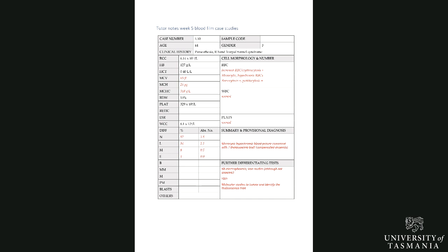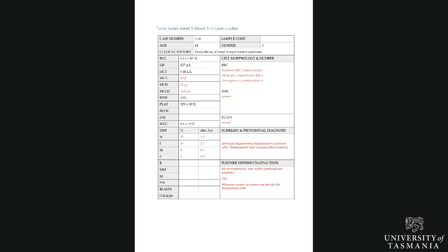So the MCV is 65, so very low MCV. The hemoglobin is 127, which for this age group is down at the lower end of the reference interval. The red cell count at 6.14 times 10 to the 12th is way up, so it is higher than the top of the reference interval. So again, we've got this classic picture which suggests to us that we have thalassemia. So the very high red cell count, the low hemoglobin, and the very low MCV.